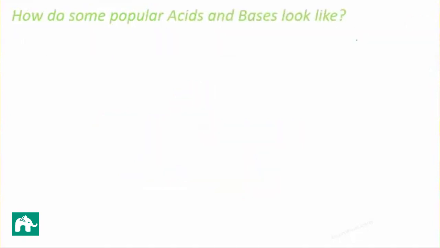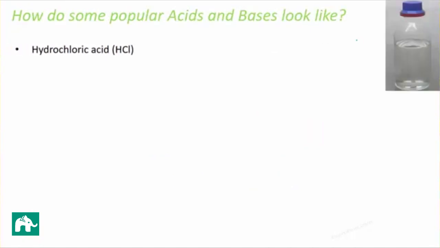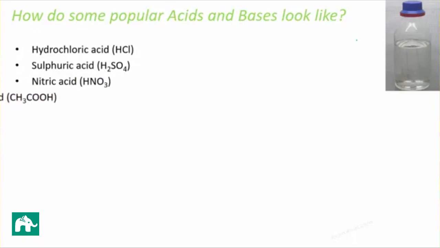Now that we have been talking about acids and bases for quite some time, let us see how some of the popular acids and bases look. Here we take examples of some of the most popular acids like sulfuric acid, hydrochloric acid, nitric acid, acetic acid, and all of these. How do they look? They look somewhat like this. So they are in the liquid form.